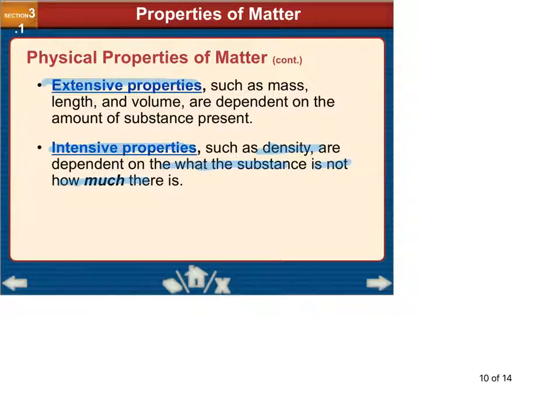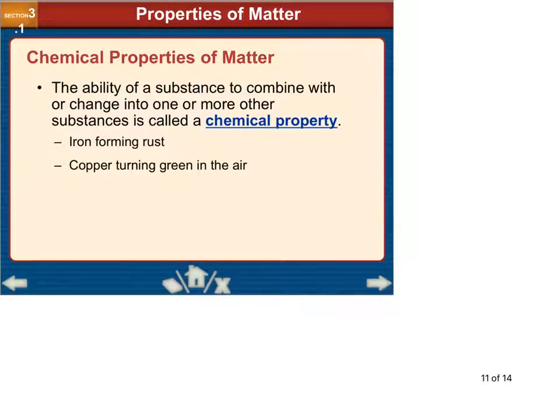Extensive means it's going to extend or get bigger. So if you have a bigger piece, you've got more mass. If you have a bigger piece, you've got more length. If you have a bigger piece, you have more volume. All extensive properties. They extend, depending on the amount of substance present. So you'll need to be able to identify things as extensive or intensive. You need to be able to identify properties as either physical or chemical.